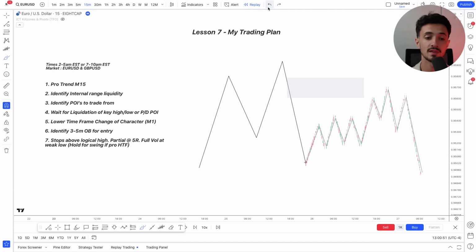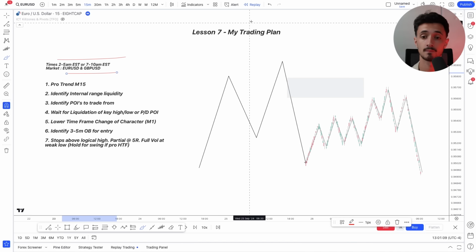I know that this edge works on these pairs. If you want to take the edge and go and test it for yourself on different pairs, different assets, fine, be my guest. But my market, and I will always stick to, is euro dollar and pound dollar unless it's one of my other strategies. So to clear that up, that's the times, that's the market, that's simple.